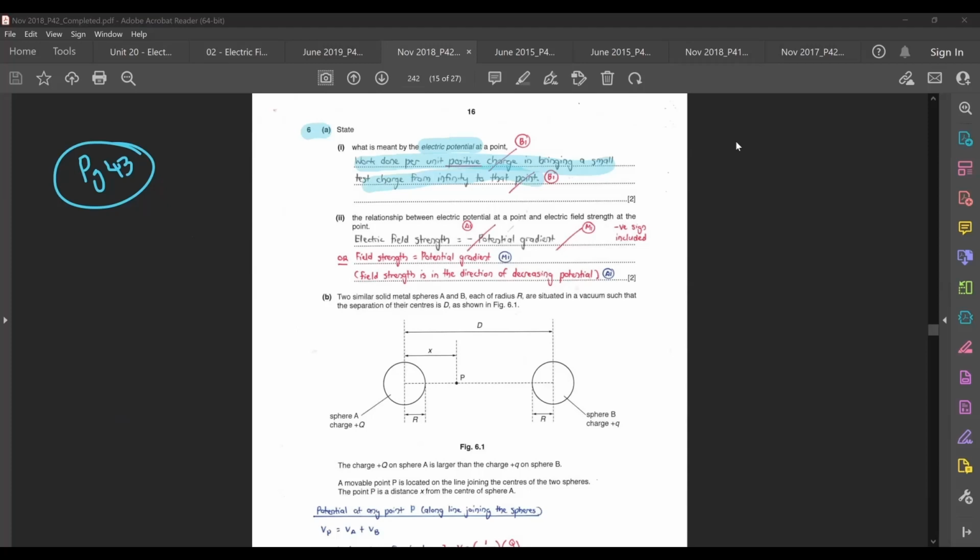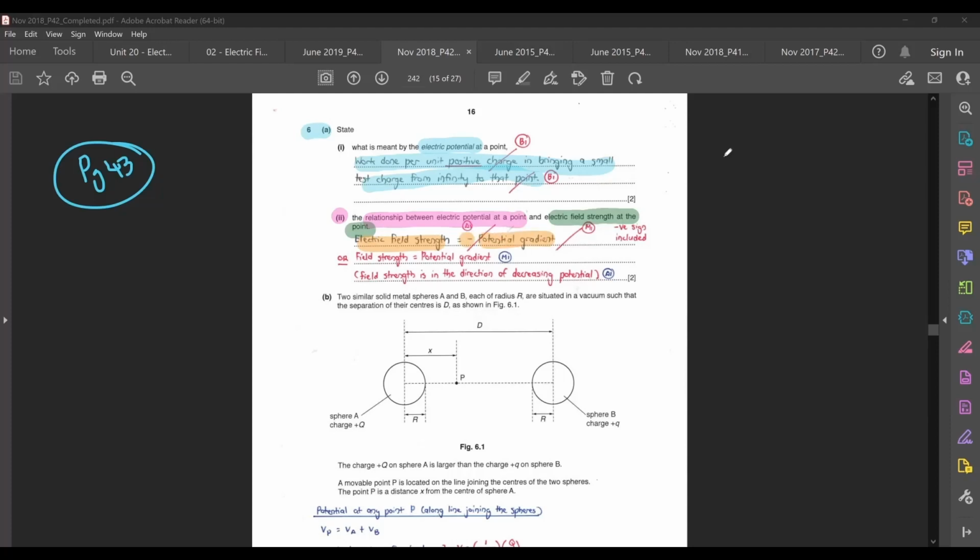Just take it from your notes. Now, number 2, this one is quite new. They tell you to state the relationship between electric potential at a point and the electric field strength at that point. So based on what we've just learned, there is a connection between potential and field strength, isn't it? Just now, what I mentioned to you was that electric field strength is actually equal to negative potential gradient.